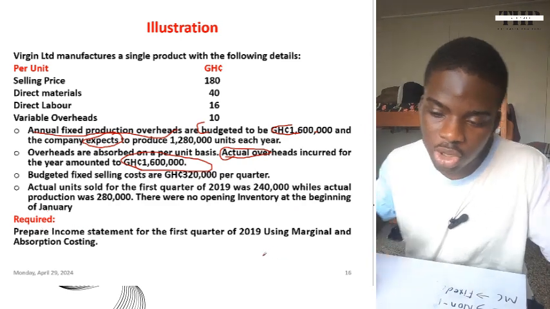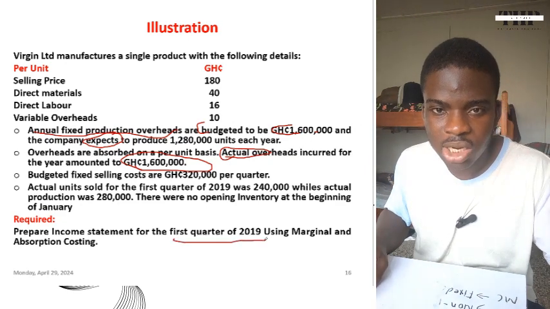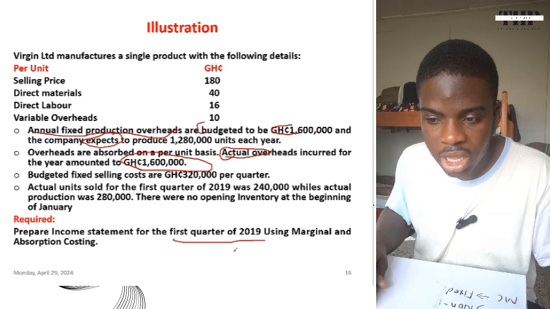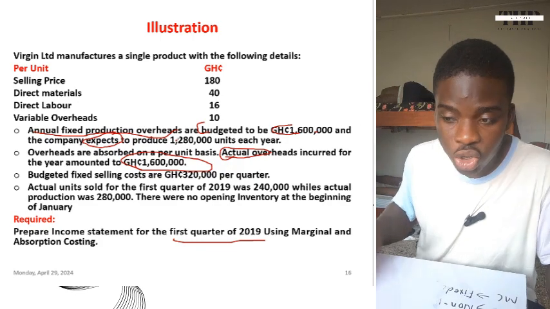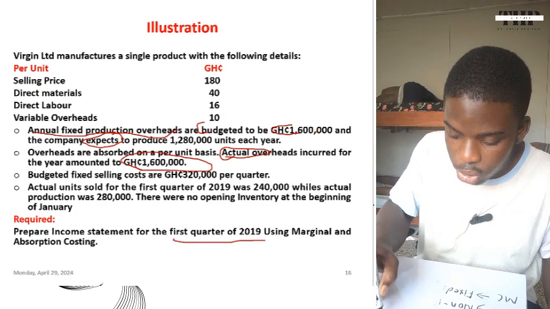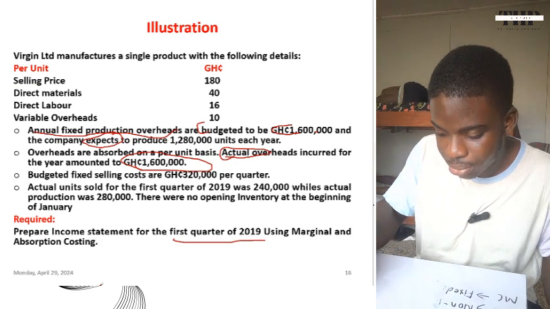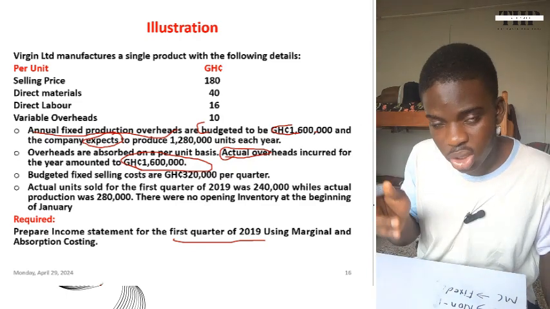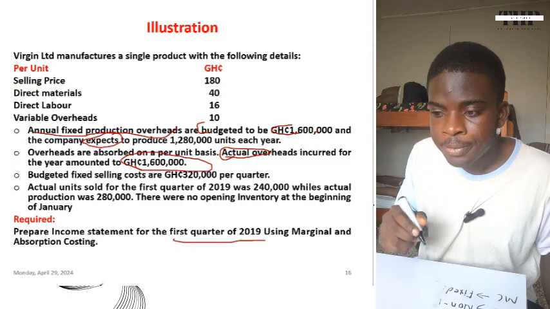So the first thing we take note of over here is what? For the first quarter, how many quarters are there in a year? Four. So you divide your year into four. If the production overheads for the year was 1.6 million, your first thing is to determine your OAR, which gives you the budgeted overhead over the budgeted activity level. When you do that for this one, you get 1.25. You saw it in the practical video, but I'm just going over it. So that's the first step.